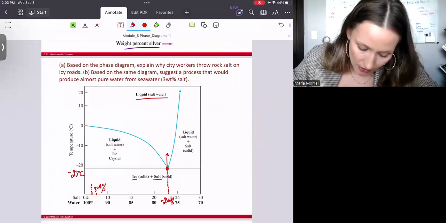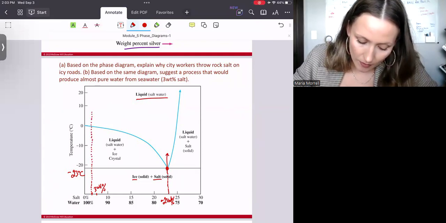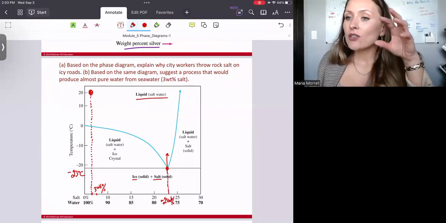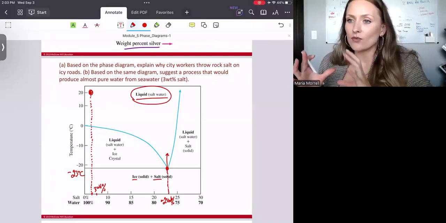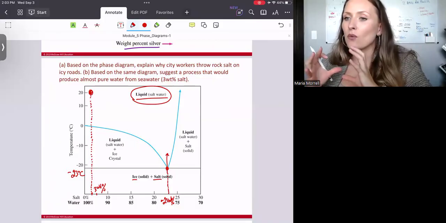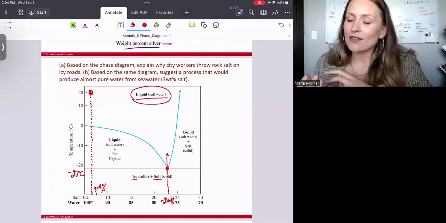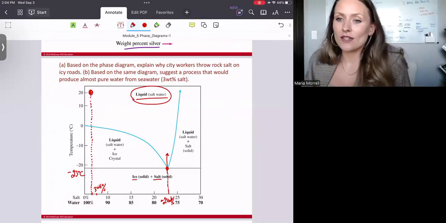So now let me go all the way to room temperature. I'm going to go all the way to here. Room temperature is roughly 20 degrees C. Now, at 20 degrees C, you will end up with salt water, salty water. Now, how do I extract the pure water from the salty water, just by using the knowledge of this phase diagram?